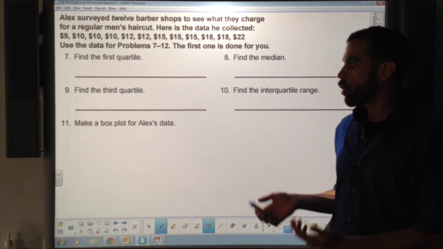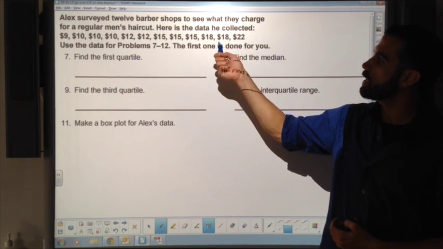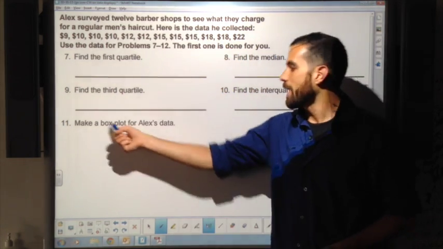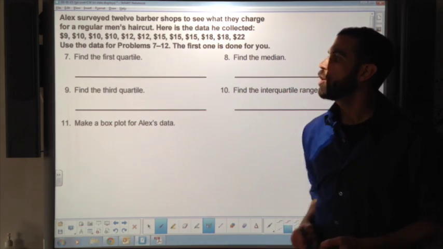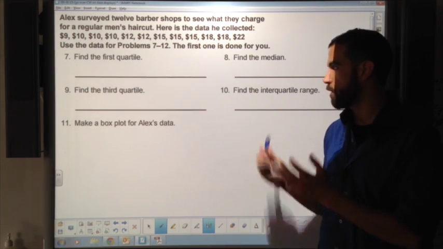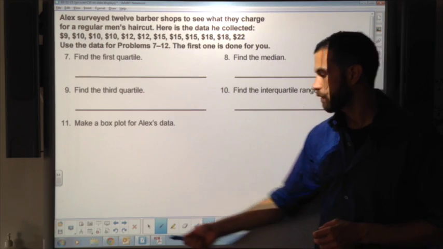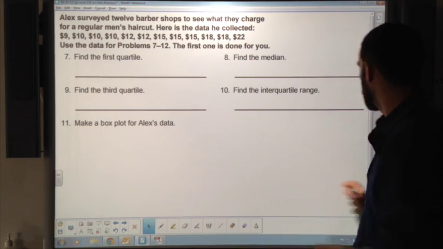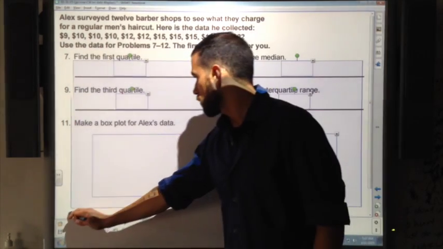Last example. Go ahead and pause the video, read the situation. You are basically just making a box plot based on this data, so do that on your own and then resume and you will see all of the answers. Here we go. Hope you got this right.